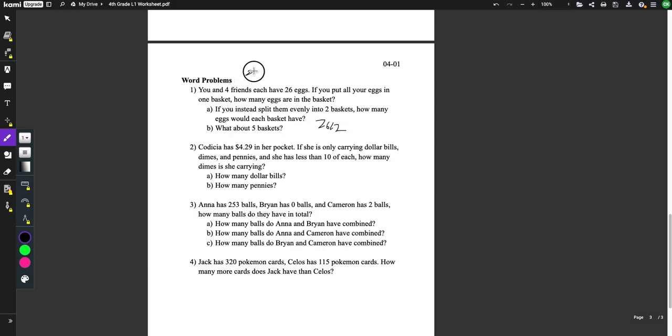Or if you need help, you can just do this. That's going to be 1, 2, 0, 6. How many times does 2 go into 6? That's 3 times. So then A would be 3. What about 5 baskets? So 5 baskets, you would do 26 divided by 5. And that would be 5 times. We have a remainder of 1. How many eggs would be inside? There would be 5 eggs inside.